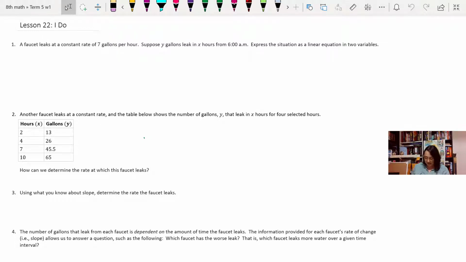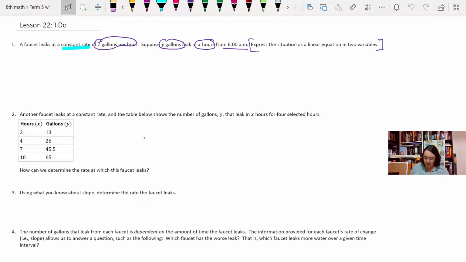A faucet leaks at a constant rate of 7 gallons per hour. Suppose Y gallons leak in X hours from 6 a.m. So that's telling us when we are starting to measure how much water is coming out. Express the situation as a linear equation in 2 variables.